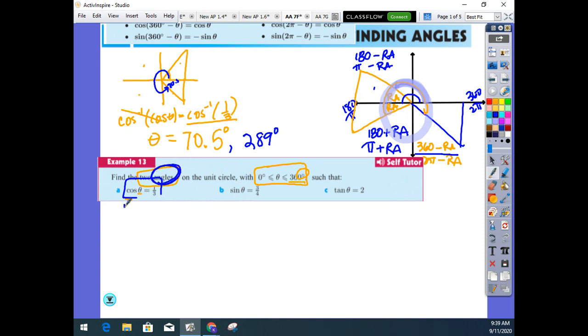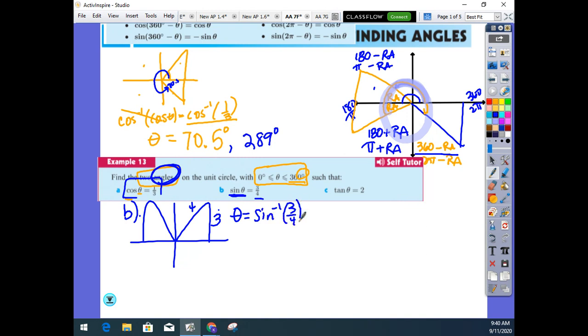All right, let's look at letter B. Now, where is sine positive? Positive 3/4. So it's in the first, and sine is also in the second because all students, sine is in the second. 3, 4, and we don't really even need to set up the triangles, but I think you need to see where that second one is, and this just gives you a visual, okay? So theta is sine inverse. Anytime you're looking for an angle measurement, you have to do the inverse on your calculator. And that's just second sine.